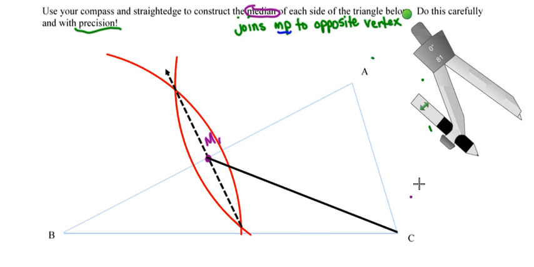And that line segment that I just drew that connects midpoint 1 to vertex C, that is a median. Maybe I want to label it here by its name. It's a median.